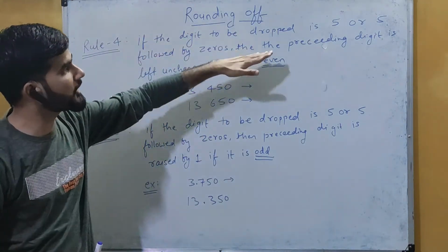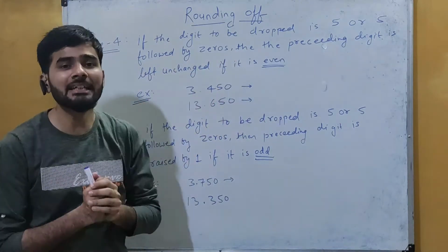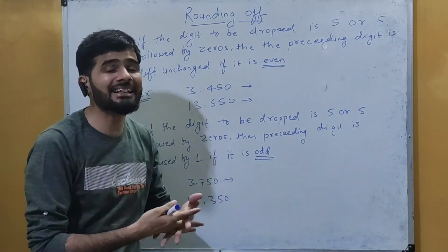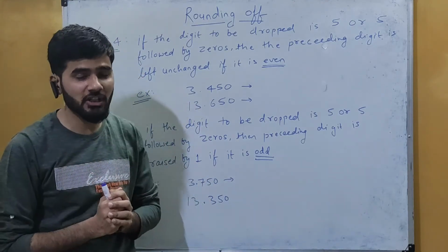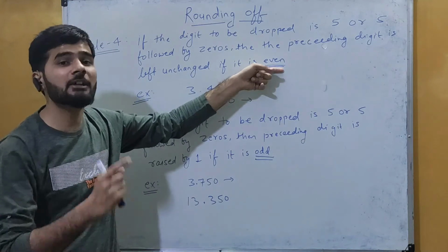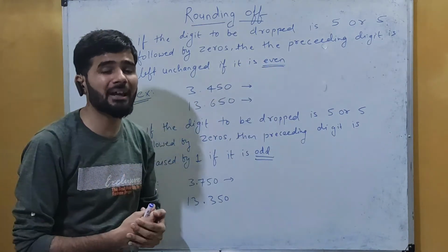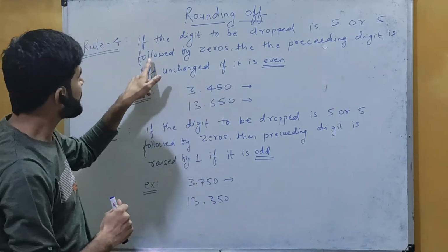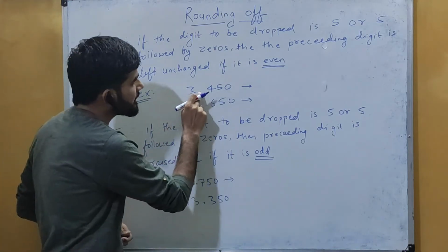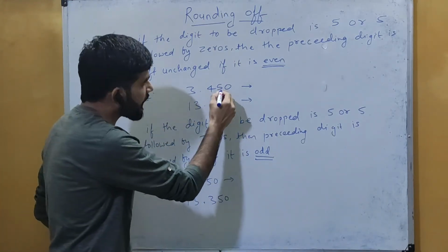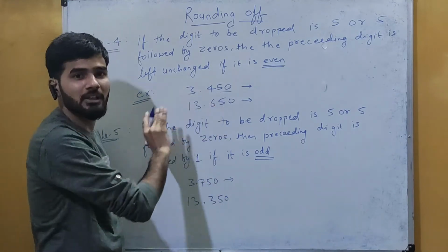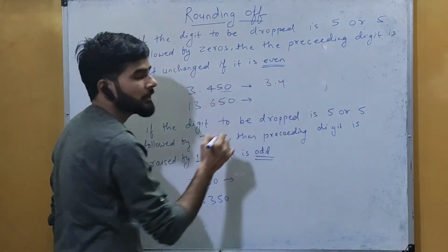Okay, so if the digit to be dropped is 5 or 5 followed by zeros. अब हमारे पास जो नंबर है उसके अंदर 5 है and that 5 is followed by 0. In that case how can we round it off? और यहाँ पर एक पर्टिकुलर कंडीशन है कि जो 5 है उसके पहले जो नंबर है, the preceding number, if that number is even, अगर वो नंबर even होगा तो जो भी नंबर उस 5 से पहले है, that number will remain as it is, followed by zeros, then the preceding digit is left unchanged if it is even. मतलब हमारे पास क्या है? 3.450. Here we have 5 which is followed by 0, और साथ ही साथ यहाँ पर जो इससे पहले वाला नंबर है it is even, then this number will remain as it is. तो यहाँ पर ये हो जाएगा 3.4.